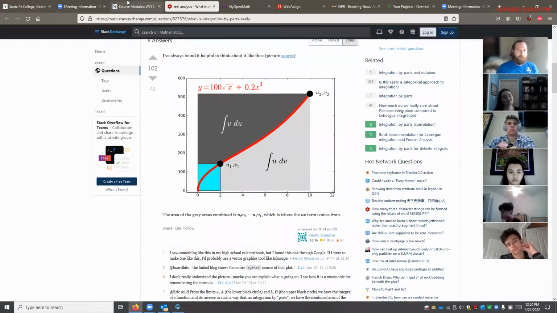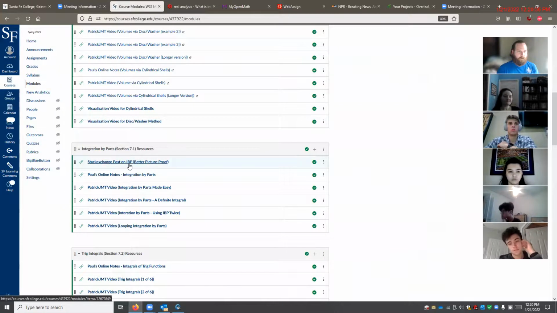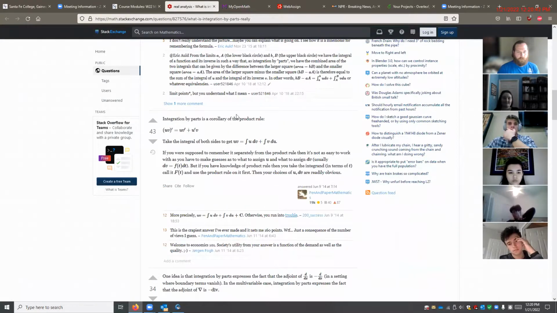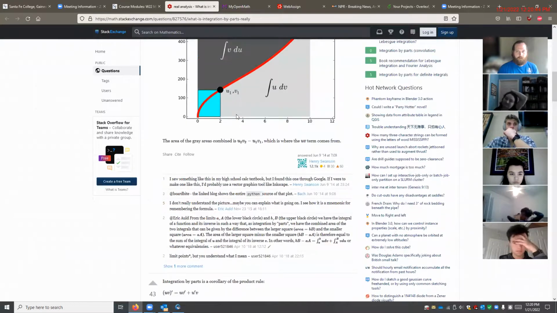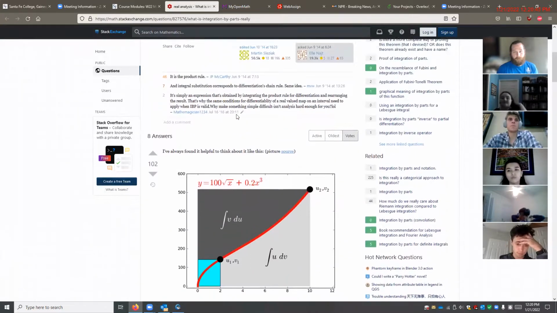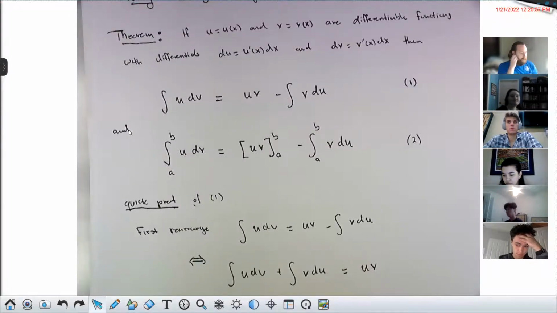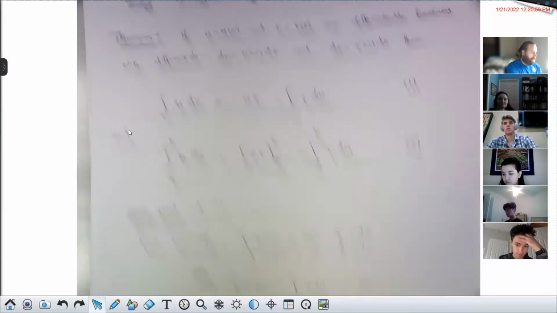So I encourage you to go to the modules, scroll down to integration by parts, click that link, study this picture, and if you like, read some of the discussion here. It's a very nice discussion. Stack Exchange, by the way, is a great website for any and all things mathematics, programming, etc. Research mathematicians routinely post to Stack Exchange for help with their own things, and we are not better than them. We can definitely learn from that too.